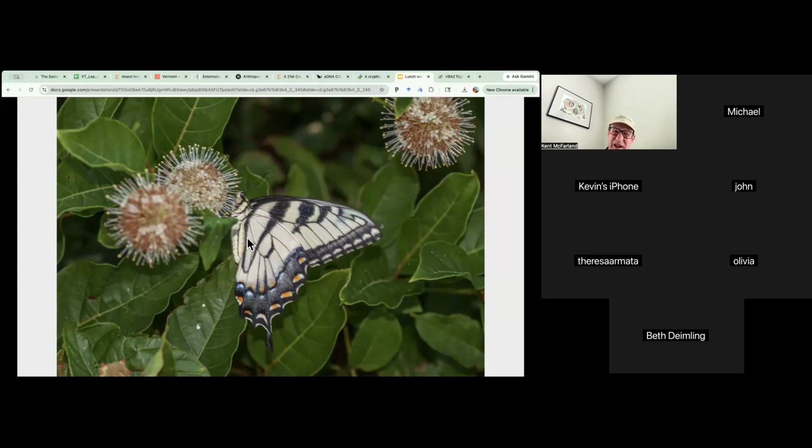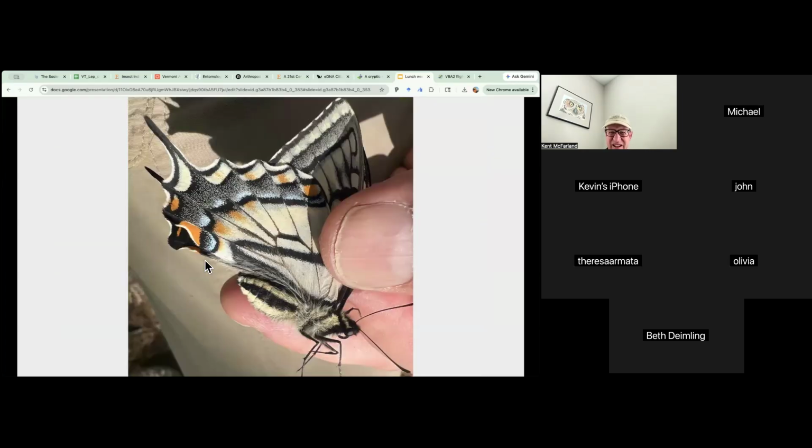But how thick is this? It's not as thick as anywhere 40% or anything. And it's a little square, but not really square. And these are not as yellow. This is not a yellow line. These are divided and the button bush is flowering. And Kent took this in Maryland, and this is an eastern tiger swallowtail.